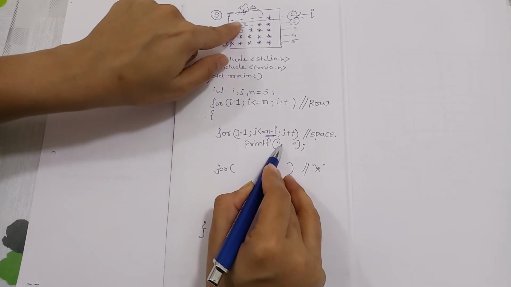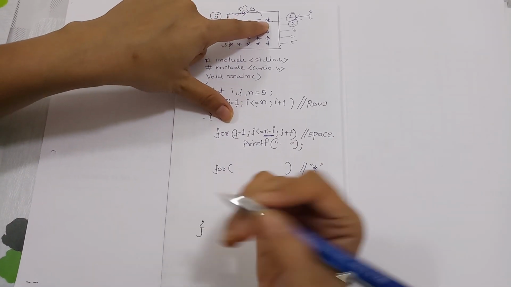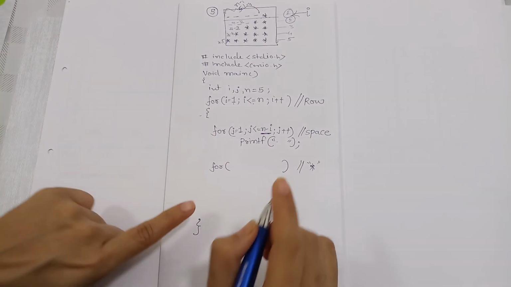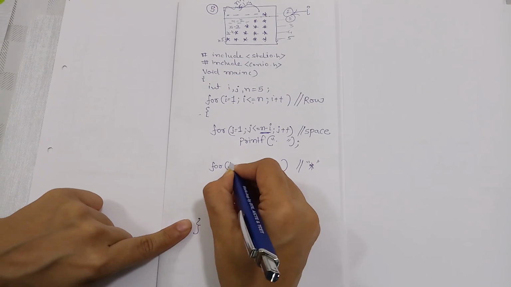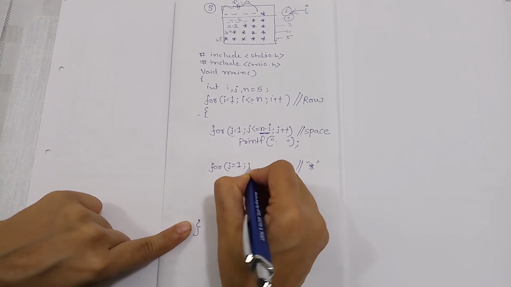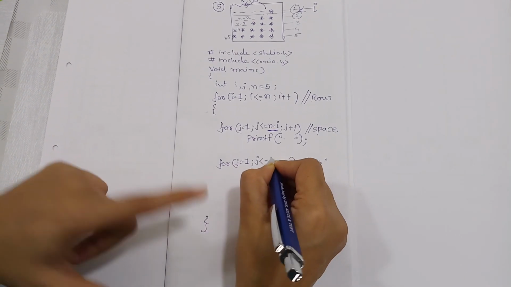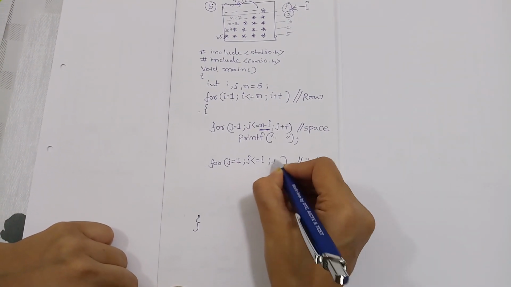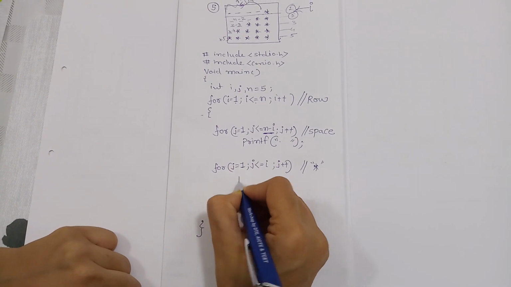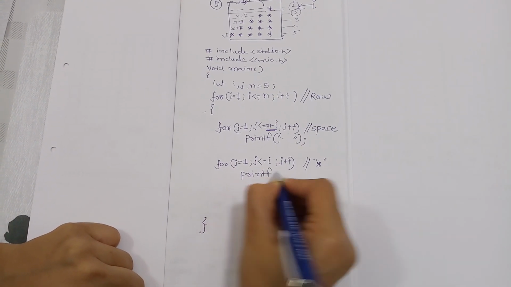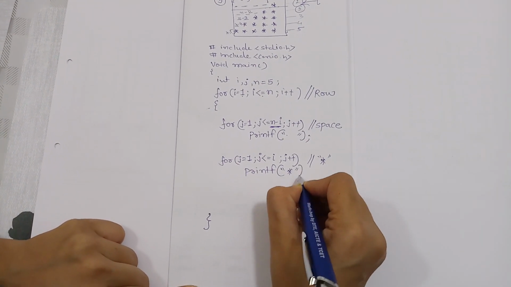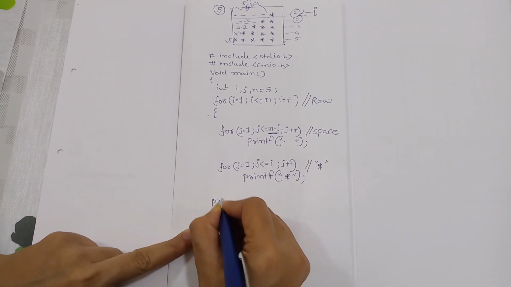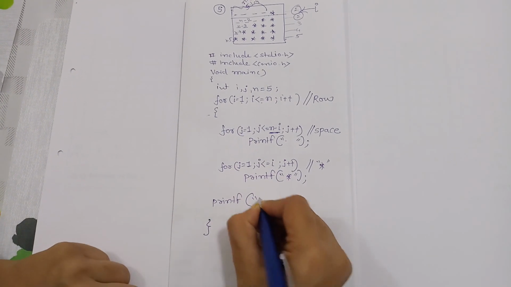Now after the space, what you need to print is the asterisk. So the logic is, in the first row you have to print 1 asterisk, then 2, 3, 4 in increasing order. This logic we have already done. So it will be j from 1 to j less than or equal to i. As i is your row number, those many asterisks you need to print. So here we have printed. After these 2 for loops, it's supposed to print a new line character.